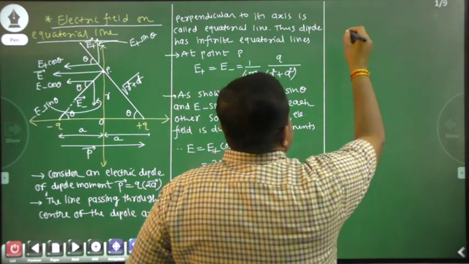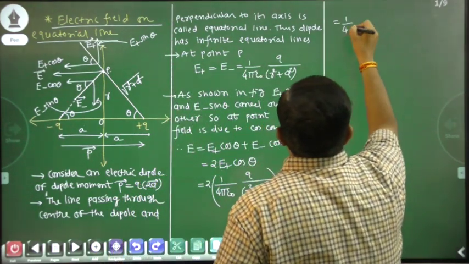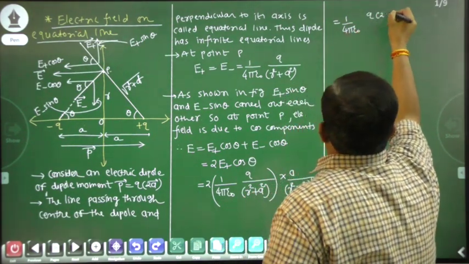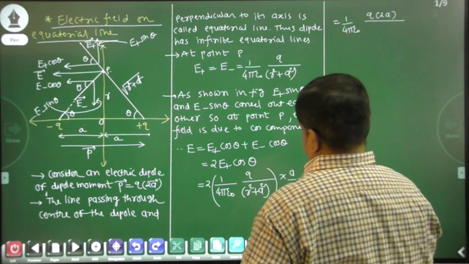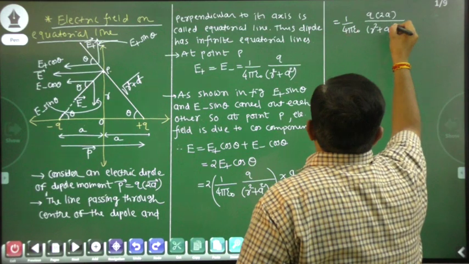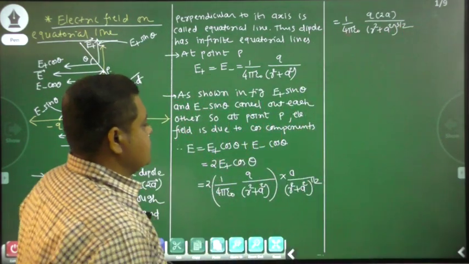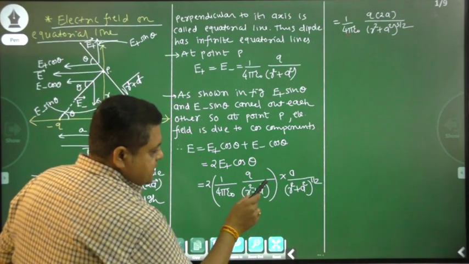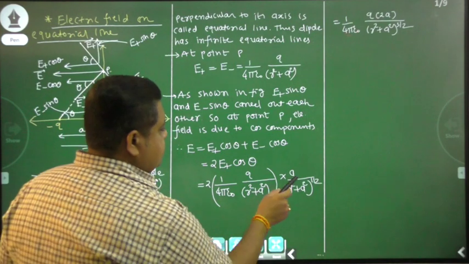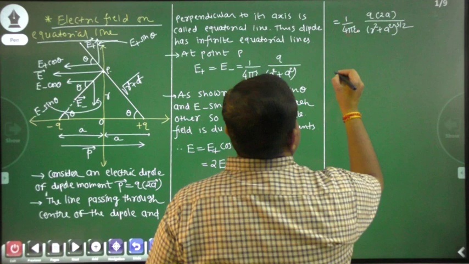Okay, so thus we have 1 upon 4 pi epsilon naught q into 2a upon r square plus a square. So now the power of r square plus a square is 3 by 2. Here r square plus a square has power 1, 1 in multiplication, addition of power. So 1 plus half is 3 by 2. Okay, so this is the magnitude.